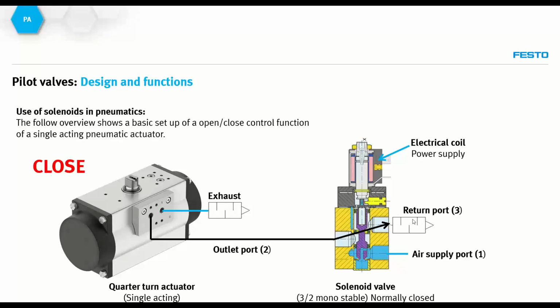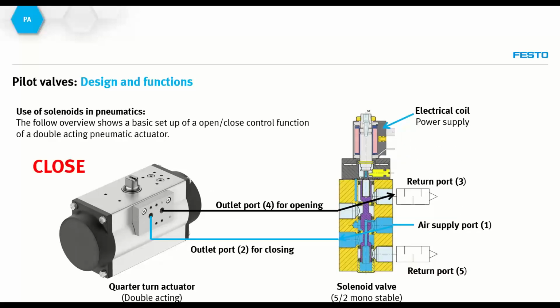Standard design of a single solenoid with a single acting actuator. If we go and look into a double acting situation, here not a single line goes to the actuator, but we have two different lines which go into the actuator, known as port number 2 and port number 4. The air supply coming from port 1 again will be connected automatically to close the actuator.